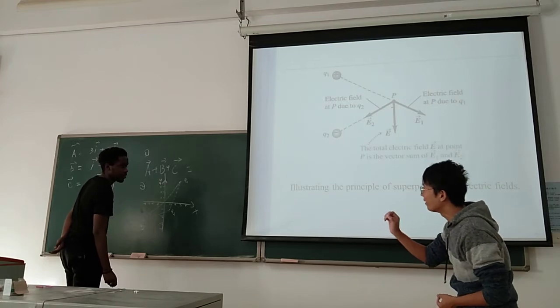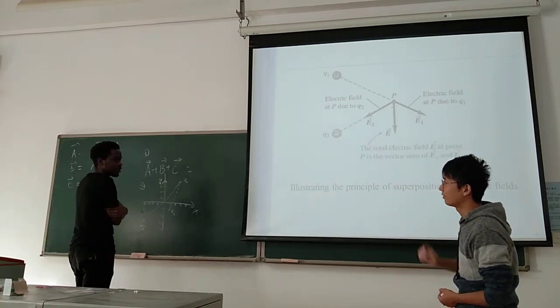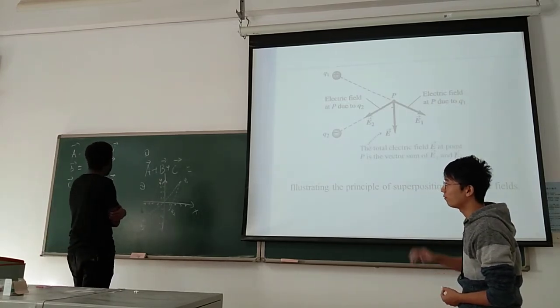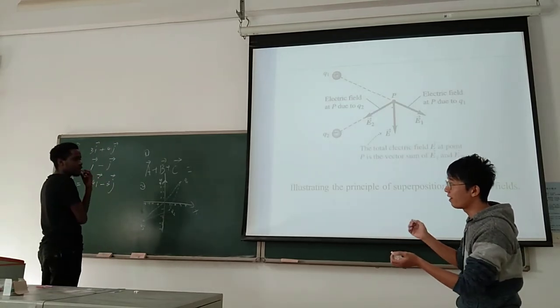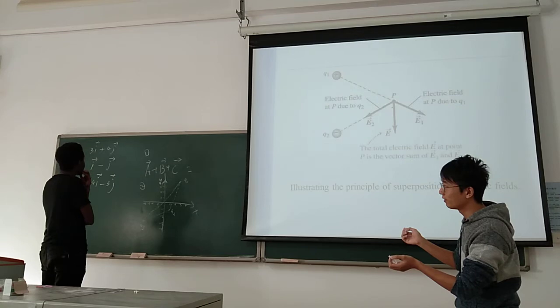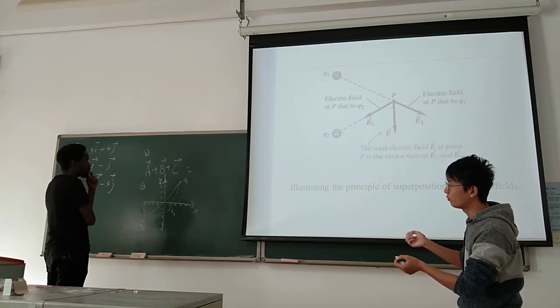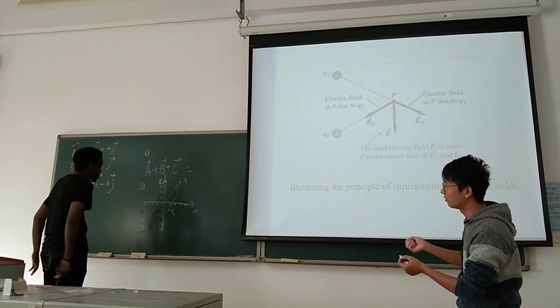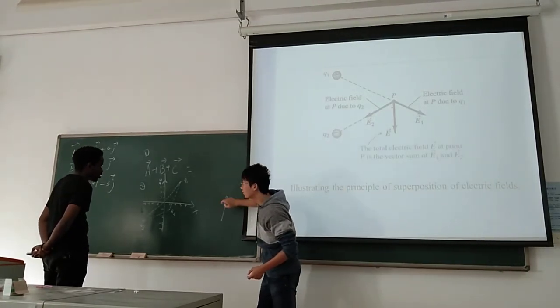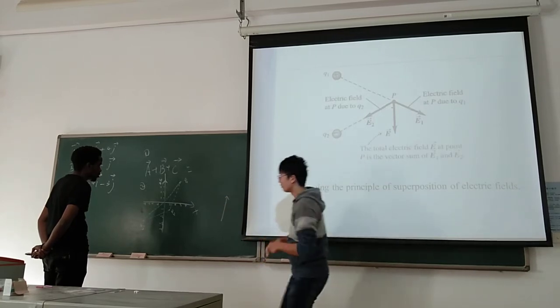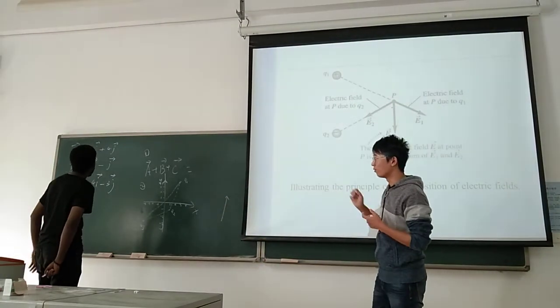A little question: how do you draw a vector? The symbol of a vector is combined by a line and an arrow, right? A line and an arrow represent the vector, like this. That is a vector. So I don't see any arrow in your drawing.